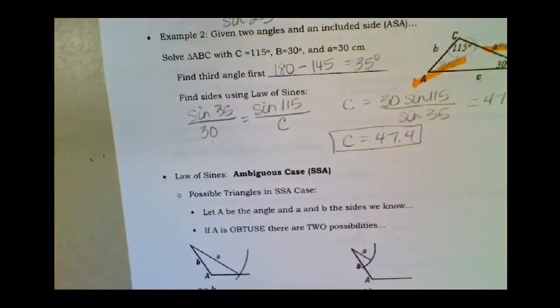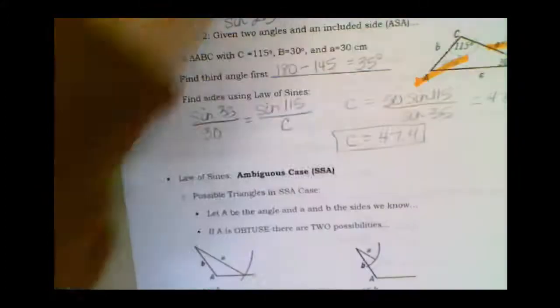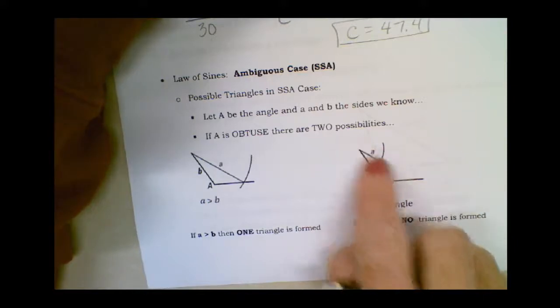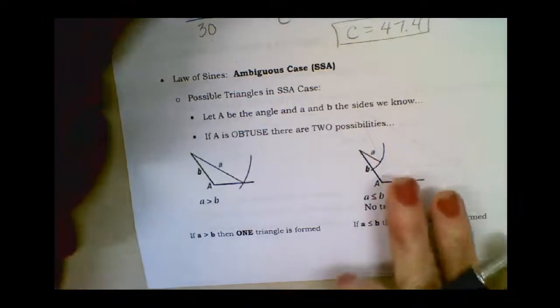Sometimes you have ambiguous cases with law of sines. It always helps, if you don't know, to draw a picture. So here are some ambiguous cases that could happen. With an obtuse angle, you could have two possibilities. You could have one triangle formed or no triangles formed. That's possible because that angle is way up here and it's not actually connecting down here and making a triangle. So that's possible. These cases don't happen very often, but just so you can see them.